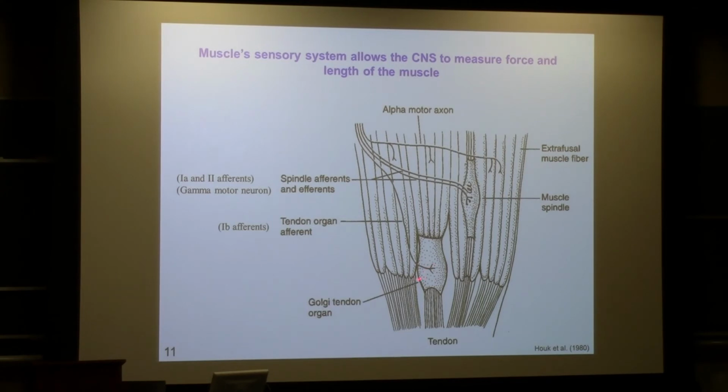So the Golgi tendon organ afferents are going to be telling us information about force. The spindle afferents are going to be telling us information about length. And I'll show you data for that.